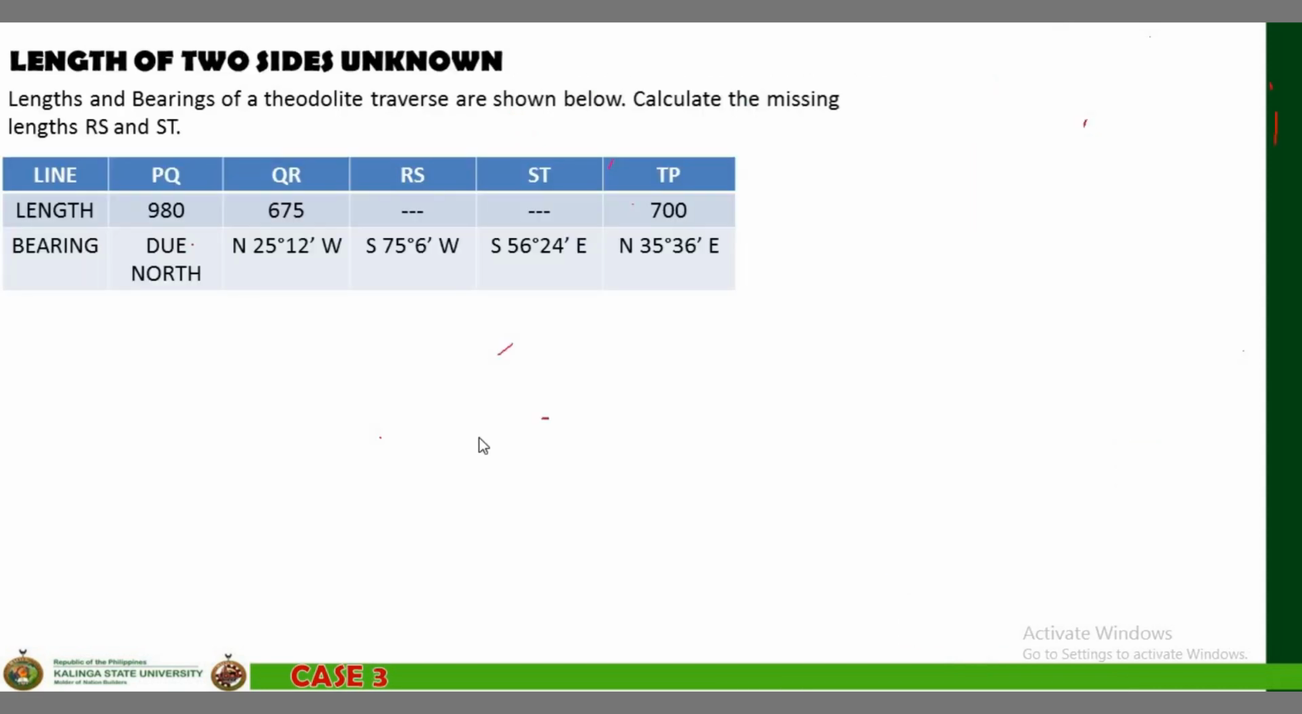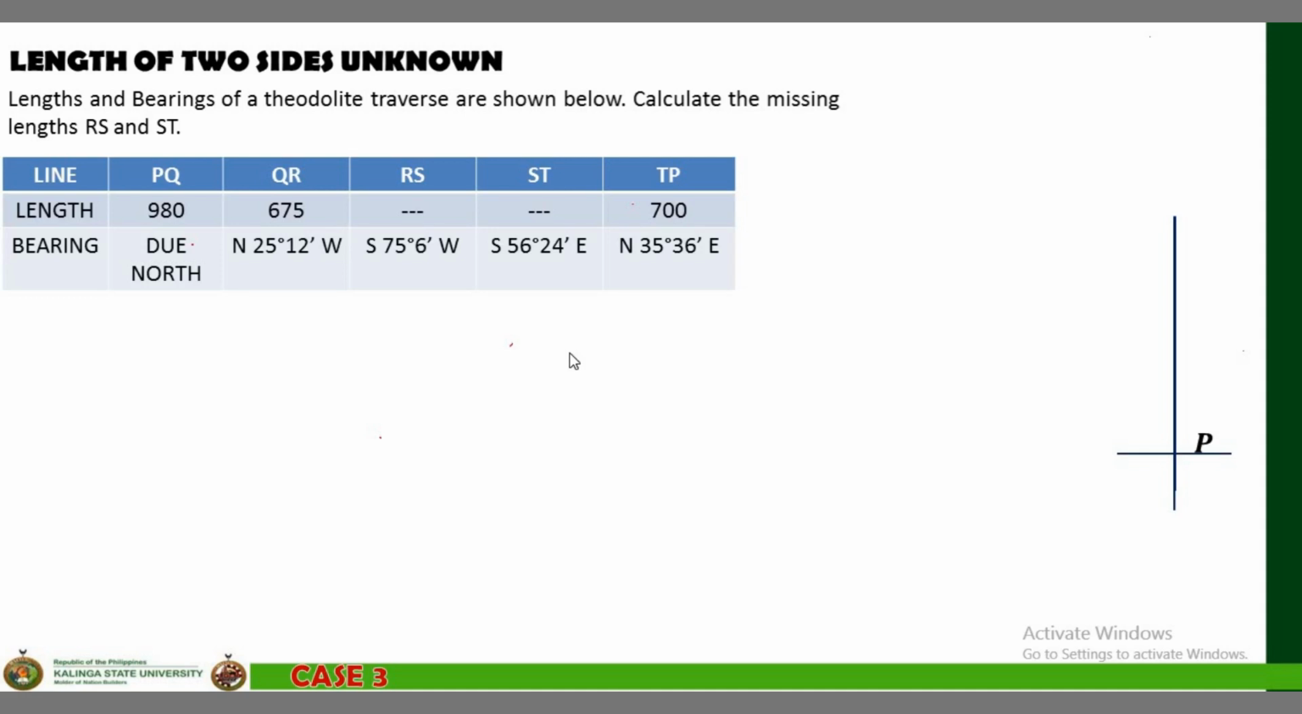Okay, I'll go with case 3. Okay, so for case 3, length of two sides unknown. Ulitan tayo case 1. Case 1, may isang line, walang length, walang bearing. Now for case 3, yung dalawang line, wala silang distances. So as you can see there in this example, walang length ni line RS at ni line ST. Now if I'm going to sketch this traverse, it will look like this one.